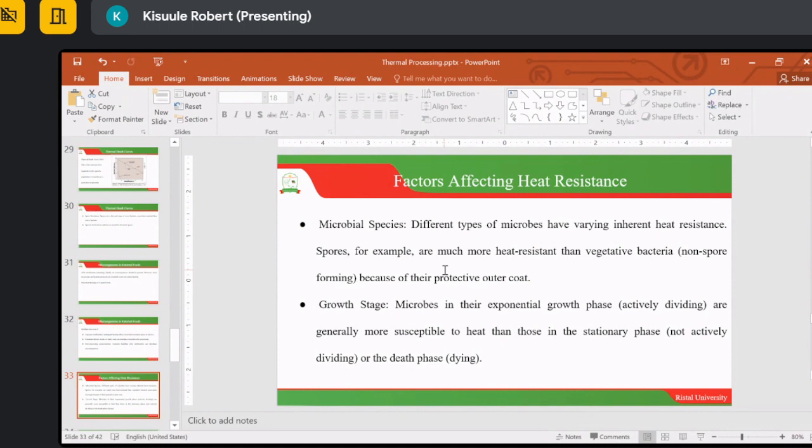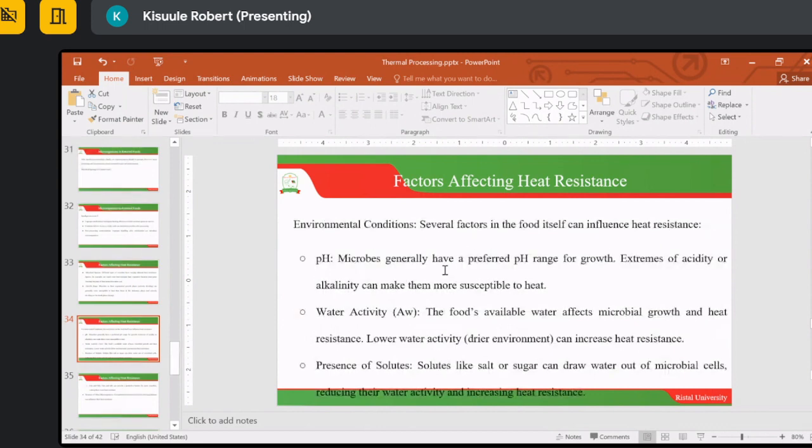As for the growth stage, microbes in exponential growth phases, actively dividing, are more susceptible to heat than those in a stationary phase that are not actively dividing, or those at their death phase, when they have reached maturity and are now dying off slowly.